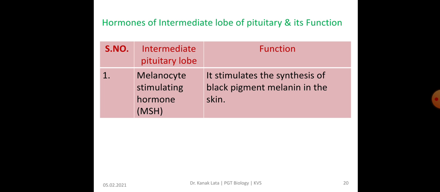Now let us discuss the hormone released from the intermediate lobe of the pituitary and its function. Only one hormone is released by the intermediate lobe of the pituitary, and it is MSH, that is melanocyte stimulating hormone, which stimulates the synthesis of the black pigment melanin in the skin.